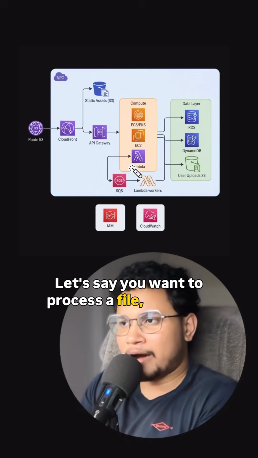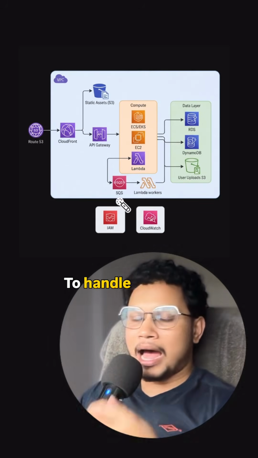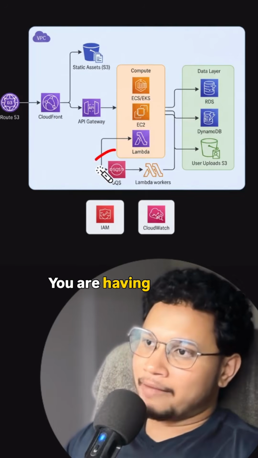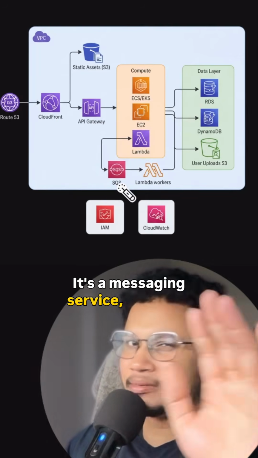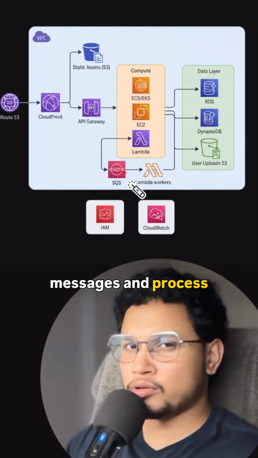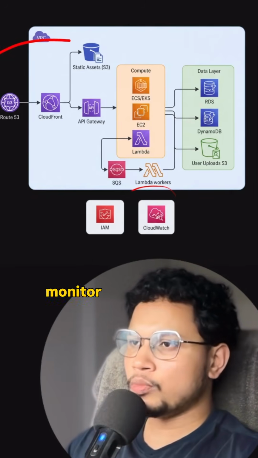Now inside your backend, there can be many long running processes. Let's say you want to process a file, you want to send a notification, send an email. To handle all those asynchronous things, asynchronous means it's not necessary that it will happen immediately, right? You have another service called SQS. It's a messaging service, queue service, and you can have many other Lambda workers that will just pick up those messages and process things. And you will be using AWS CloudWatch to monitor all these things.